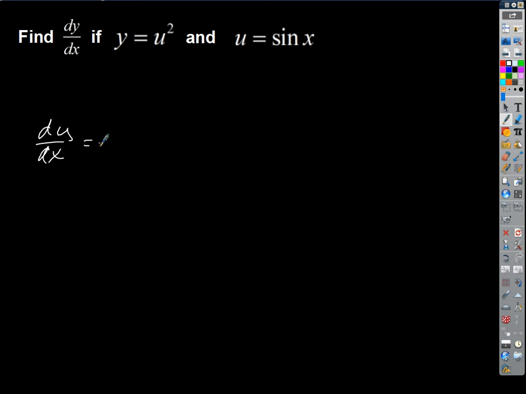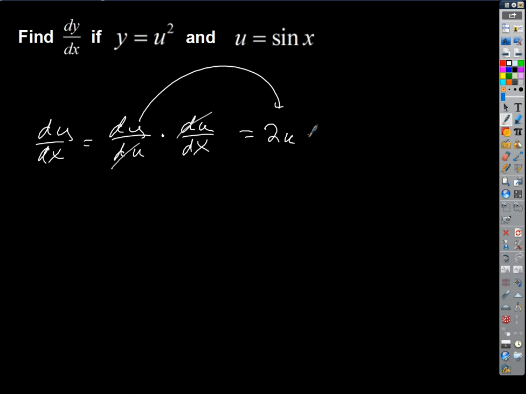dy dx equals dy du times du dx. And you know this works because algebraically the du's cancel, right? Okay, so that gives us, if I actually plug in the values there, dy du is just 2u times du dx, which is cosine x. We could write u in terms of sine x, and what does that become? 2, what's u? Sine x. 2 sine x cosine x, right? Okay, no biggie.